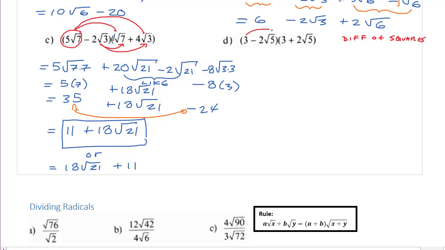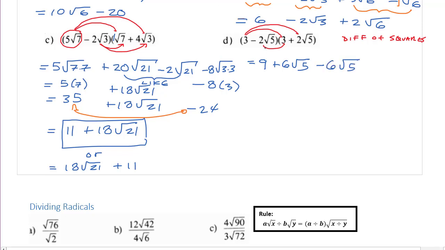Okay, so if I multiply the 3 times 3, that gives me 9. 3 times positive 2 root 5. Well, 3 times 2 is 6 root 5. Let's go negative 2 root 5 times 3, which gives me negative 6 root 5.